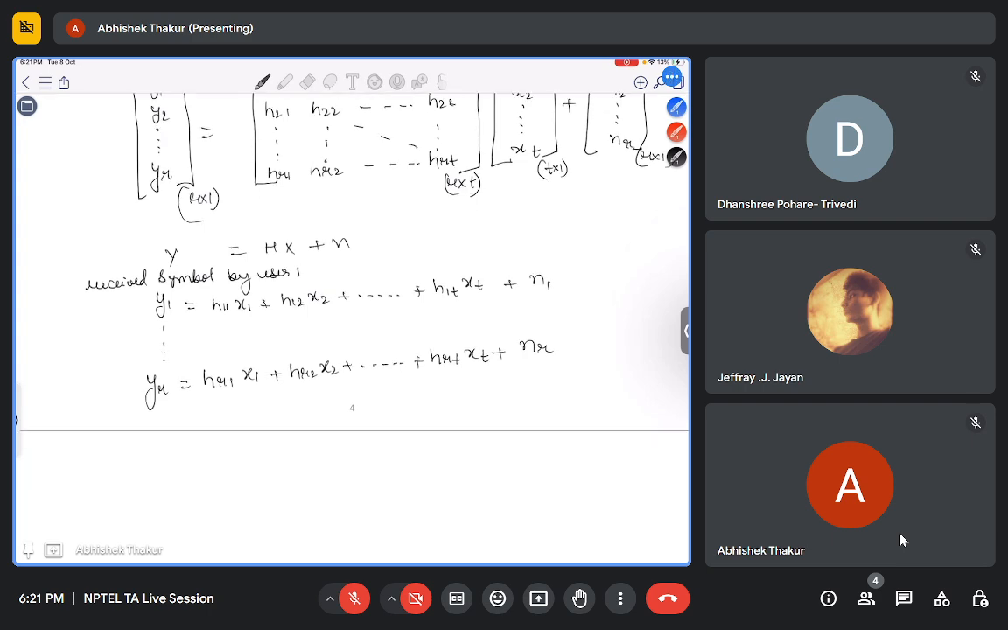And there can be different variations of the MIMO system, like single input, multiple output. In single input, multiple output, there is one transmit antenna and multiple receive antennas. And there can also be multiple input, single output. In that there are multiple transmit antennas and one receive antenna.